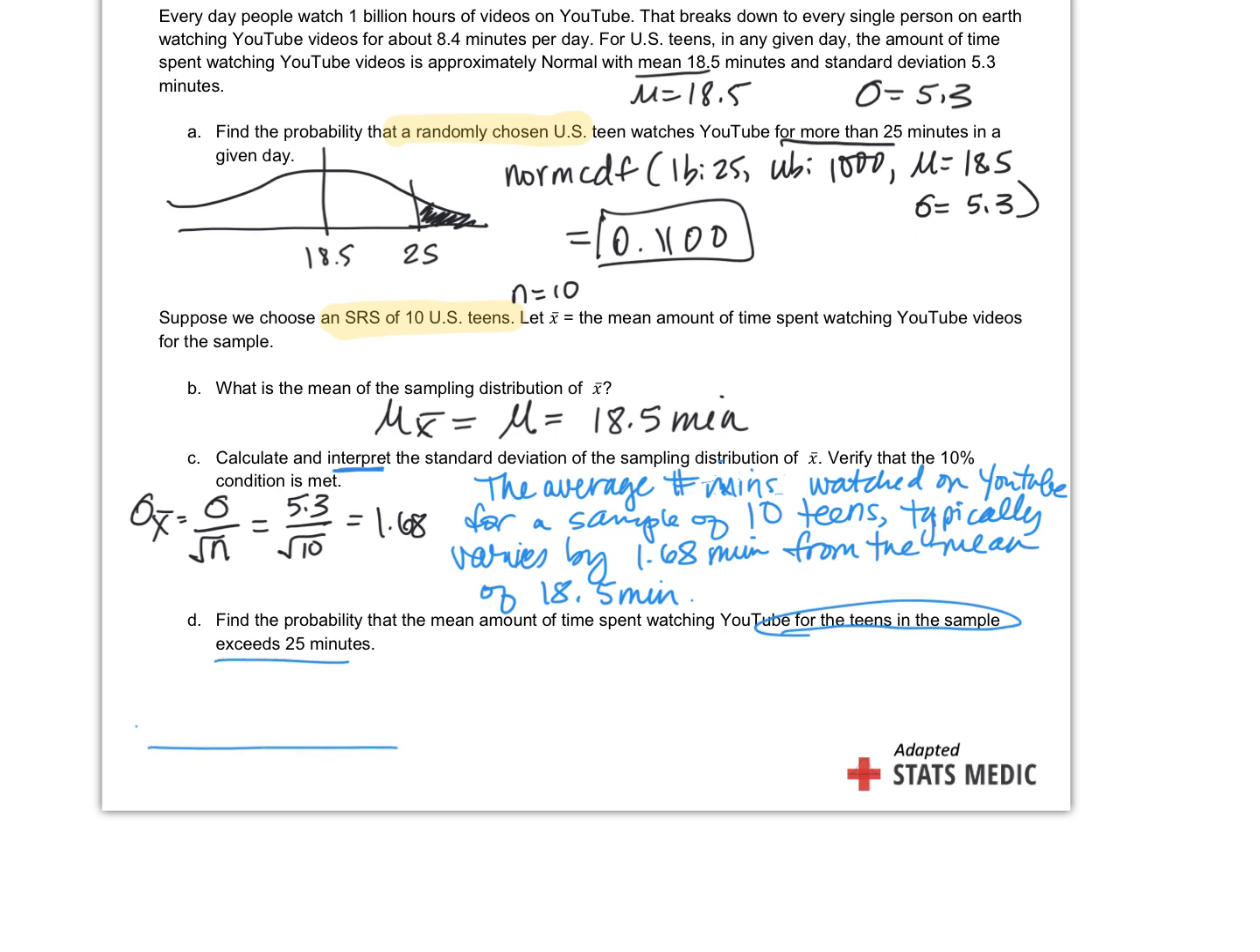So it's kind of the same picture, isn't it? This is still the mean. This is still the sample mean. So what's changing? The only thing changing in my work is the standard deviation, correct? So my lower boundary is 25, upper boundary is big number. Mean is 18.5. Standard deviation is what we calculated, 1.68.